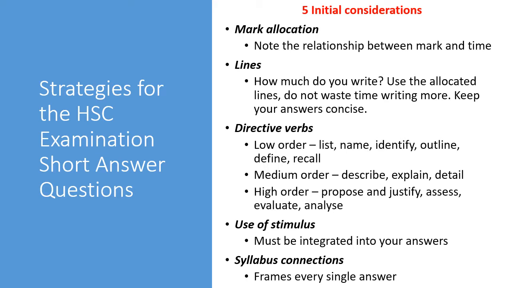So you've got your low order verbs, which is your list, name, identify, outline, define, recall, your 1 and 2 markers. You've got your medium order, which is describe, explain, detail, and then your high order, which is your propose, justify, assess, evaluate, analyze. And that's where you're going to get your 6 markers, you're going to get your 20 markers. So this is where you're going to be expected to write a lot more.